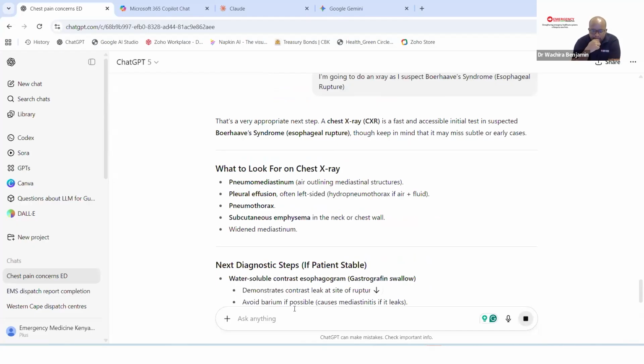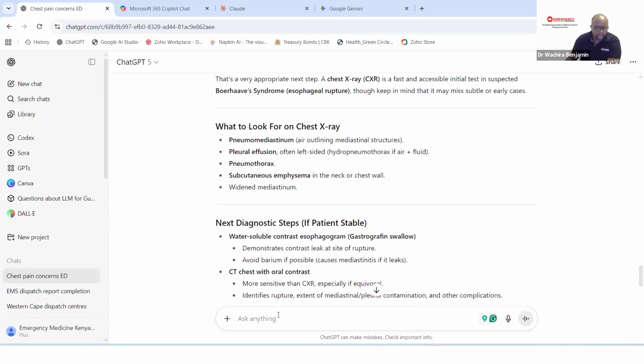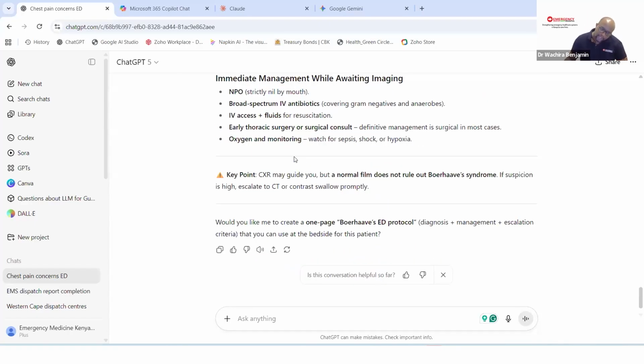I need to look for pneumomediastinum, pleural effusion, often on the left side. Okay, good. Or hydropneumothorax. You should also look for pneumothorax, subcutaneous emphysema, widened mediastinum. So that's what's needed. I'm not going to ask for an image. I normally can ask for an image, but here we go. Would you like me to create a one-page Boerhaave's protocol? Yes, I can say yes. Yes, give me one. Yes, create one.